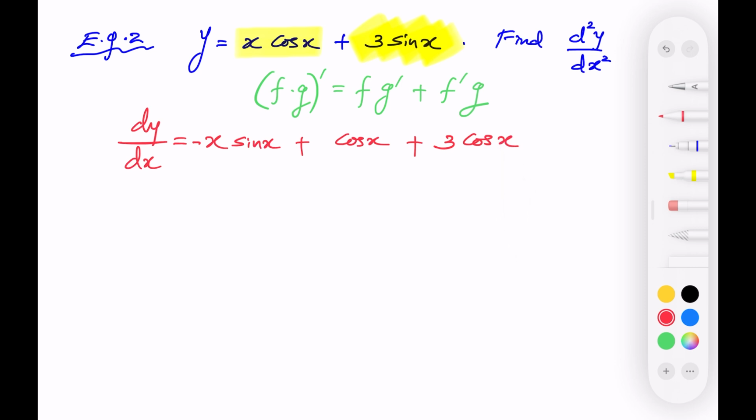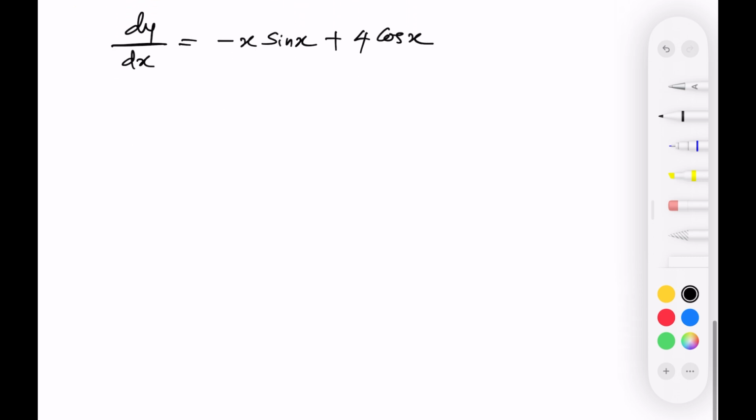Of course, I need to go for the second derivative. However, the first derivative can be simplified more. dy by dx. Of course, the first term is by itself only negative x times sine x, plus these two terms, cosine x and 3 cosine x, can be simplified. They will be added to become a 4 cosine x. Now we can go for the second derivative.